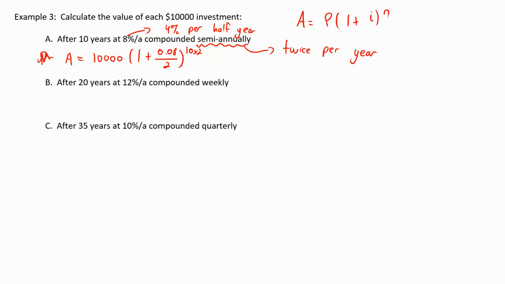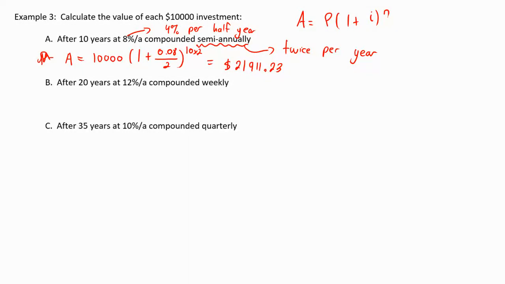So now it's just calculator time. 10,000, (1 plus 0.08 divided by 2), close your bracket, exponent 20, equals 21,911.23. Okay, so if you think about this, guys, a $10,000 investment would more than double over 10 years if you're earning 8% per year.